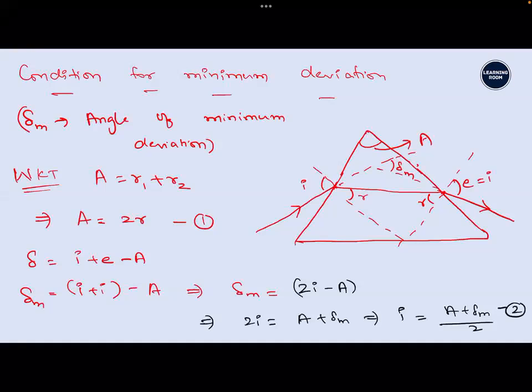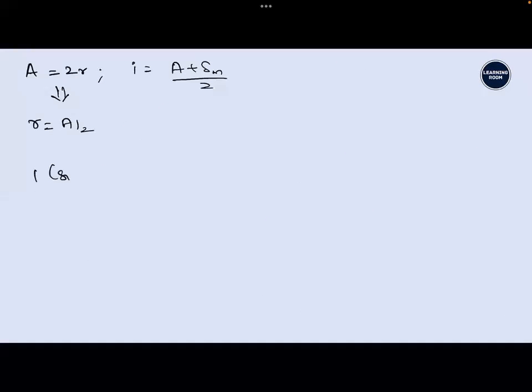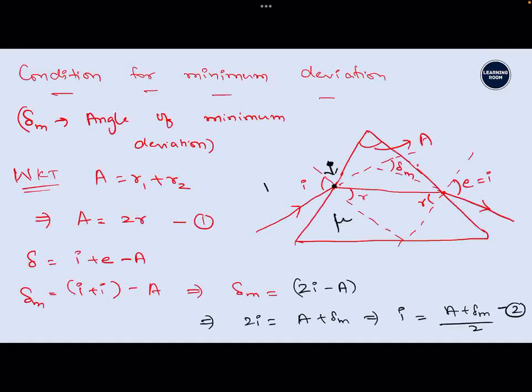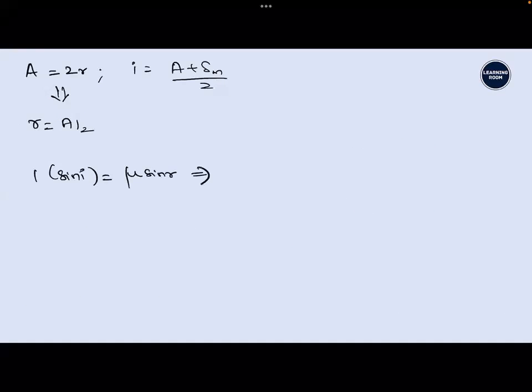And you mainly do this experiment to find out the refractive index of the glass prism, or the refractive index of the prism itself. So taking the outside medium to be 1, when I apply Snell's law at this point, what do I get? 1 into sin I will be equal to mu into sin R, which implies mu will be equal to sin I divided by sin R. Is that right?